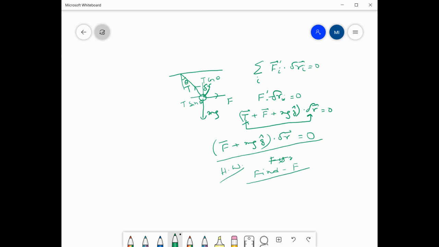F dot delta r will be what? How much? So you have to find the angle between F and delta r, and the angle between mg and delta r, right? If you find this angle, then this angle is 90 degrees plus this thing, and it is actually the same relation. Yeah, right. So we are there. So I guess you have understood the principle of virtual work.